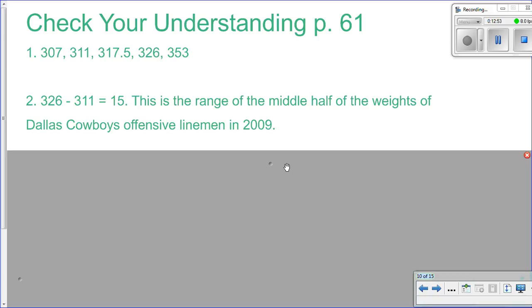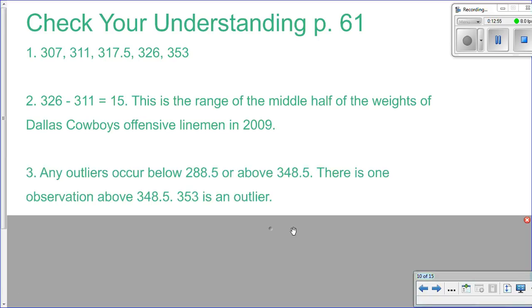So to determine if there's any outliers, we would take 15 and multiply by 1.5. We would add it to 326, and then we would subtract it from 311. So if there's anything that falls below 288.5 or above 348.5, then it would be an outlier. And there was one, 353 is above 348.5. Therefore, it is an outlier.